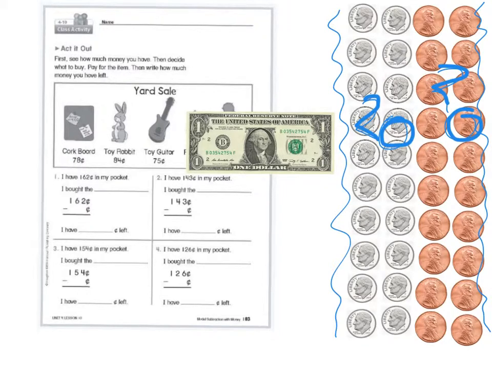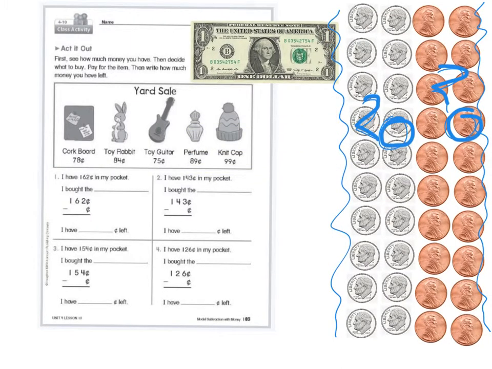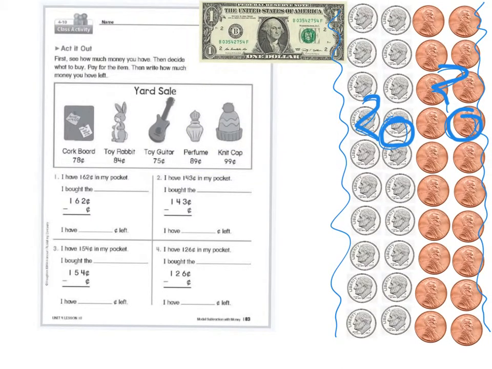So the next thing you're going to do is count up your money all together and see how much money you have to start with. We're going to start with our dollar bill. A $1 bill is worth 100 cents. So I'm going to write 100 cents down below my dollar bill. Then I'm going to count by tens for my dimes. So I have 20 dimes altogether.